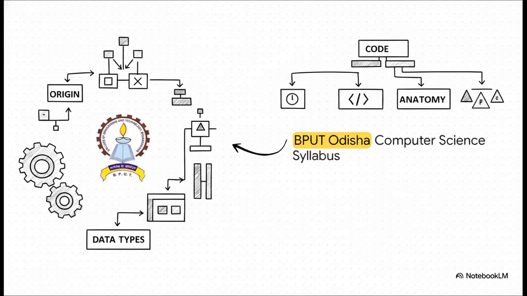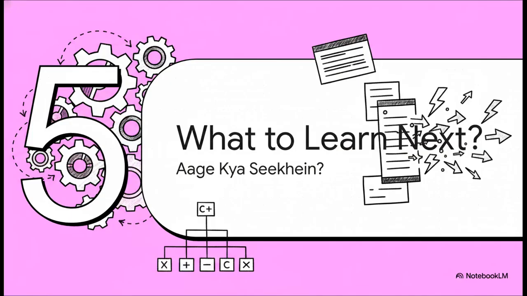By the way, if you are an academic student, especially at engineering institutions like BPUT Odisha, whose standard computer science syllabus context we're looking at right here, I really want to reassure you. The fundamental concepts we just covered today, the origin, the code anatomy, the data types, these are the exact basic building blocks that are going to lay the foundation for your university exams and all those complex software programming classes you'll take in the future. So guys, we have officially mastered the basic structure and syntax anatomy.